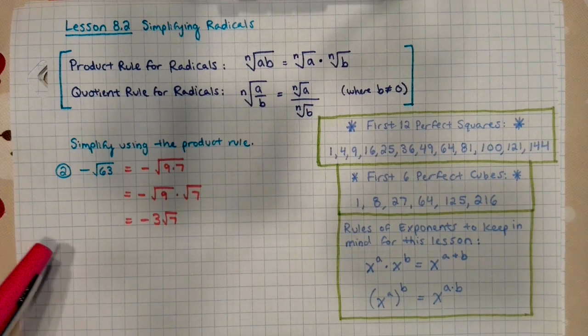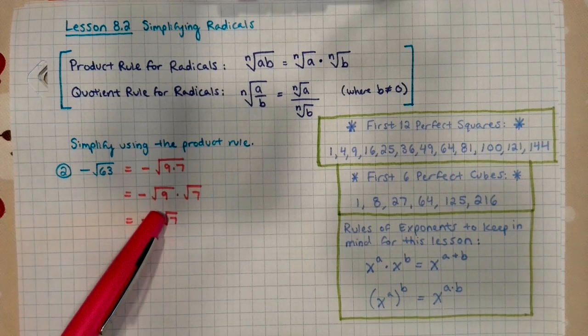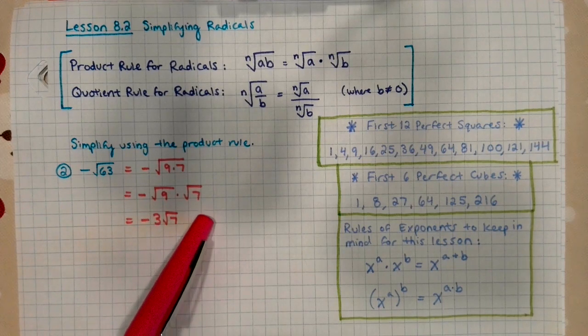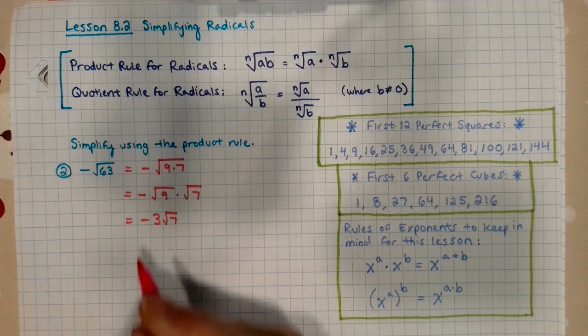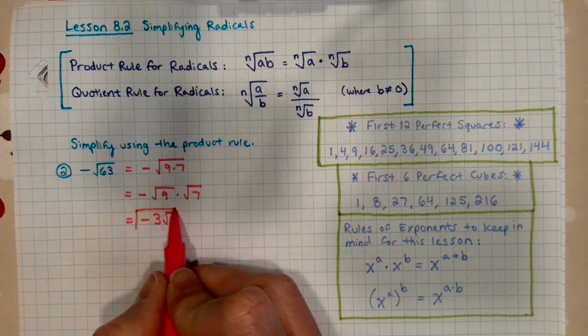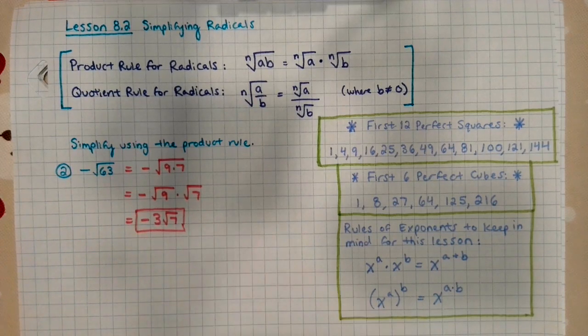So back to the first example now. Again, we broke it down into a perfect square, and the square root of 7 we can't evaluate any further. And so this would be our final answer for this problem.